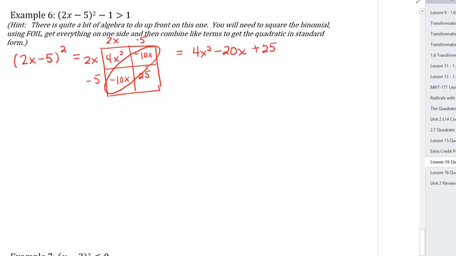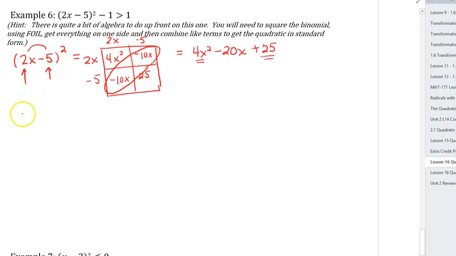Now, I want to take advantage of this and give you a little side note, a quick way you can square a binomial if you see the pattern. The quick way to do it is you take the first term and square it. That's what gives you 4x squared. You do the last term and square it. That's what gives you 25. But then you need to get the middle term. So 2x times negative 5 is negative 10x, but you have 2 of those, so you double that and get negative 20x. Just a little quick way to do that.